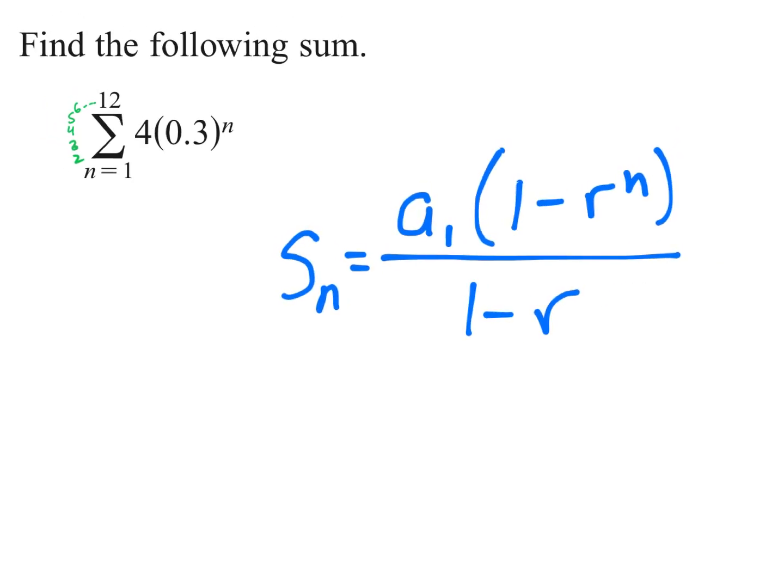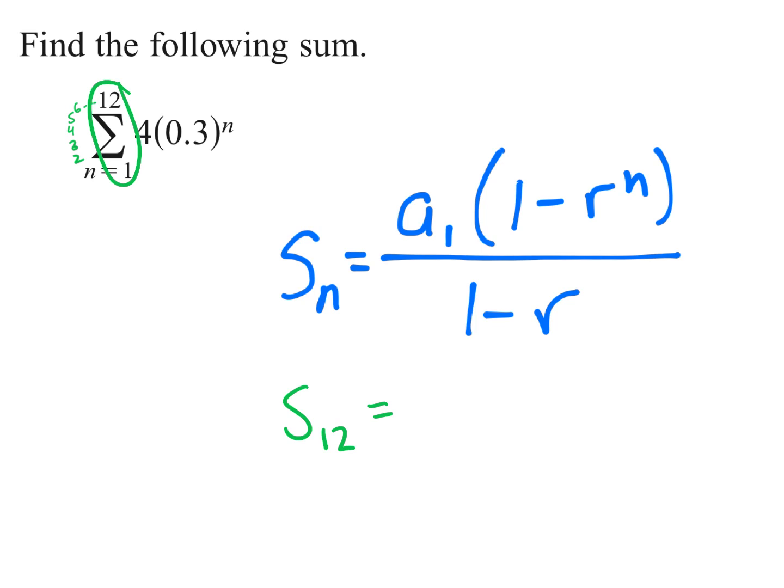How many terms do we have here? N is the number of terms. It's from 1 to 12. So we have 12 terms here. So we're asked to find S sub 12.